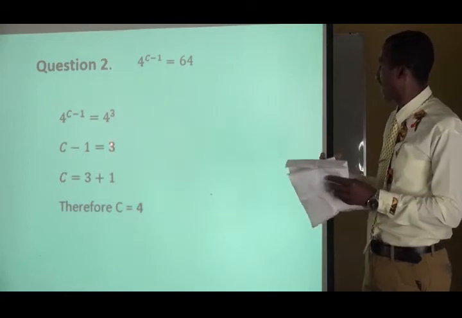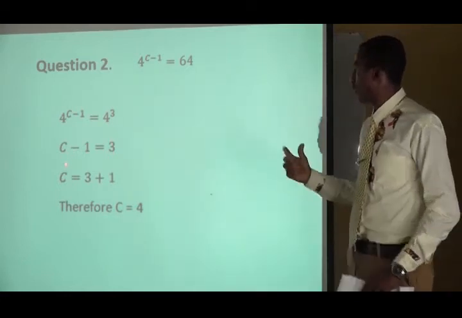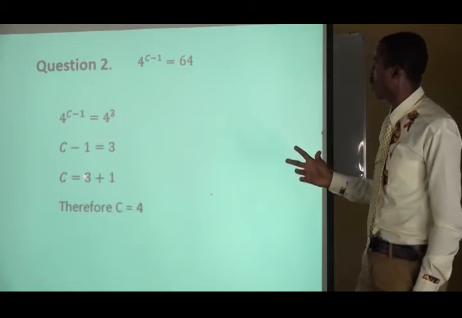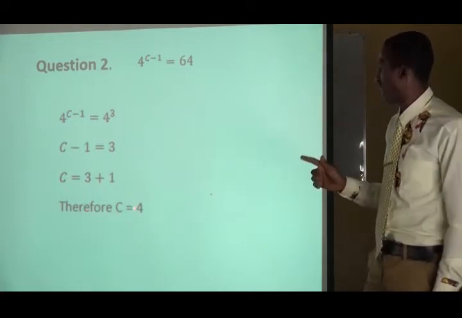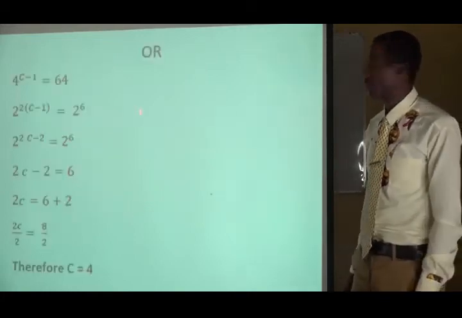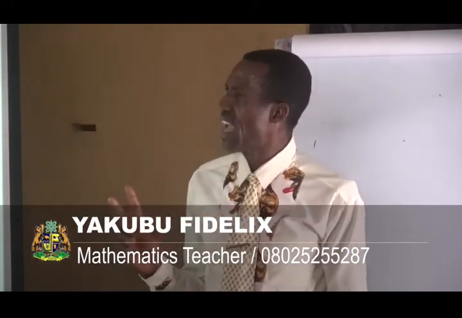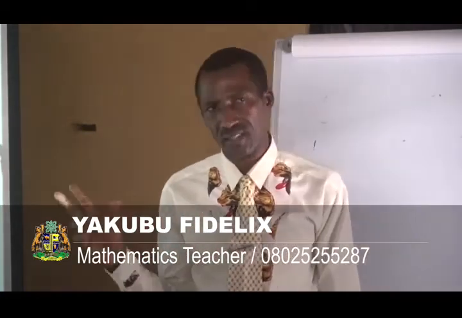So we are now going to collect the like terms. By collecting the like terms, we can now have our c equals 3 plus 1. And finally, 3 plus 1 equals 4. So that finally gives c equals 4. There is an alternative way of working it.